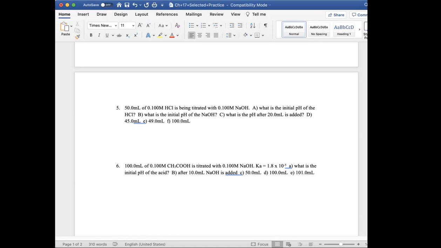Oh, wait, sorry. Moles of acetic acid aren't what's important. Moles of H plus is what's important. So the moles of H plus, hold on. 0.0013 is the H plus concentration. The H plus concentration was 1.3E-3, right? Or just 0.0013. So we're going to use the moles of H plus. So that's the concentration of H plus, multiply that by 50.